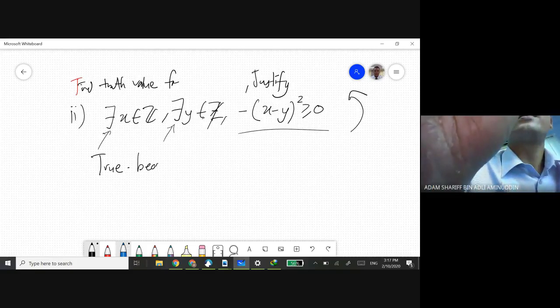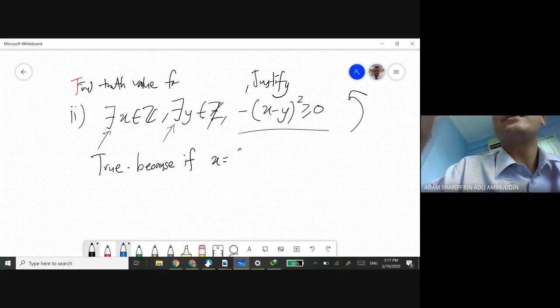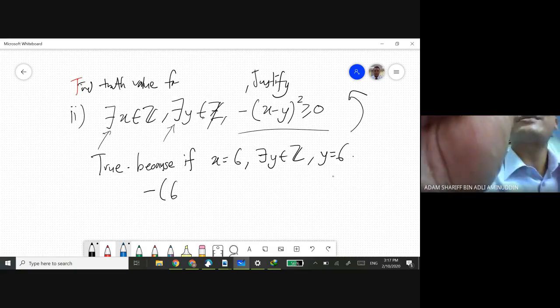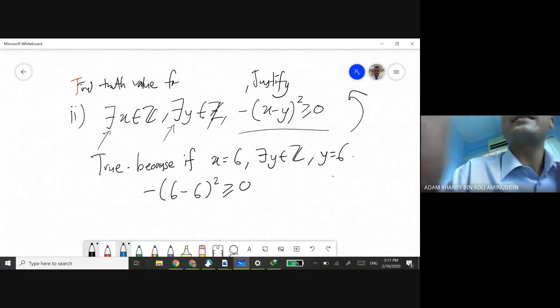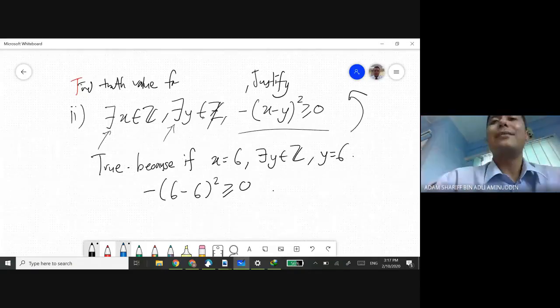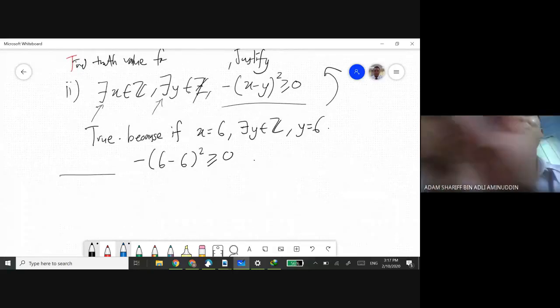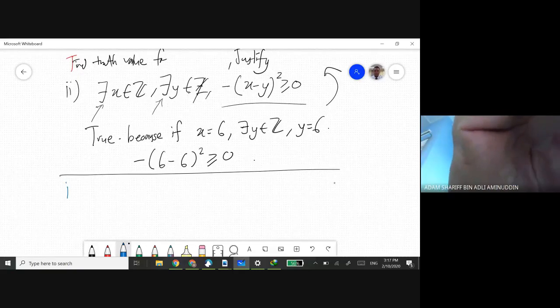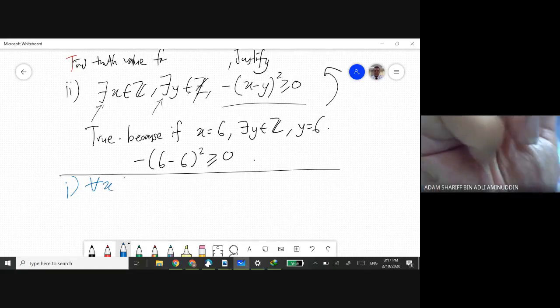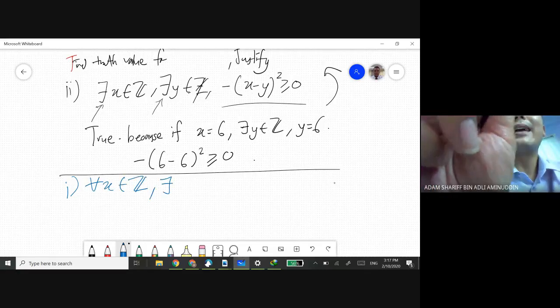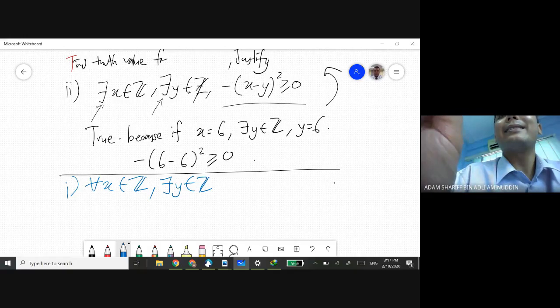Because if x equals 6, then there exists y in Z, that y equals 6. And my proof is that I show 6 minus 6 squared is larger than 0. Okay, some of you might be confused here. Why is it different? Okay, I repeat the previous question: for all x in Z, there exists y in Z. The same statement.